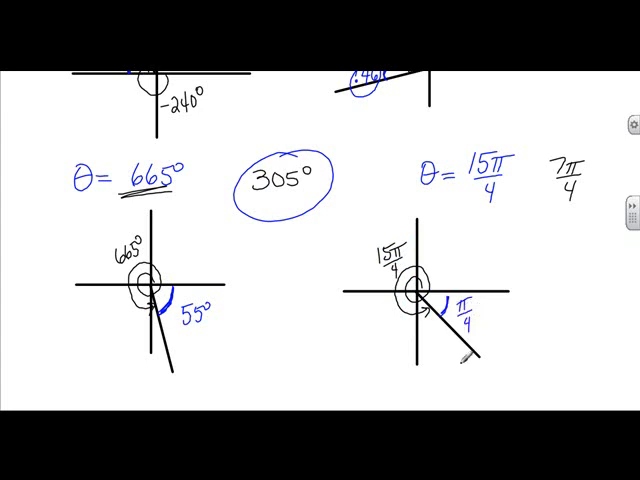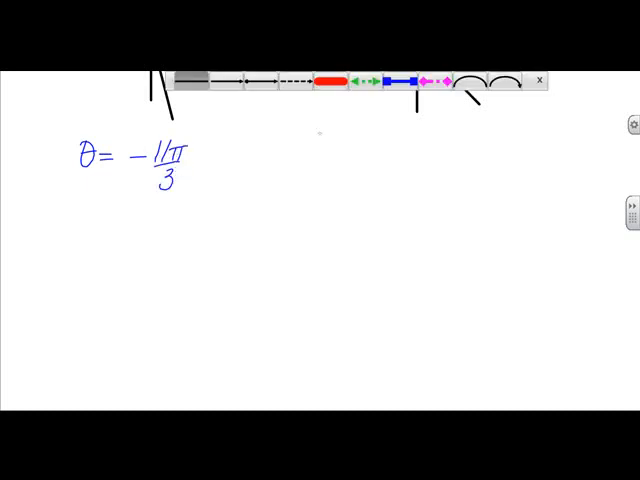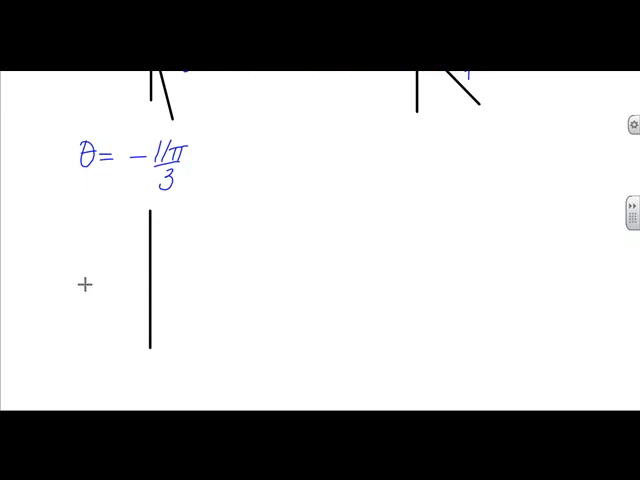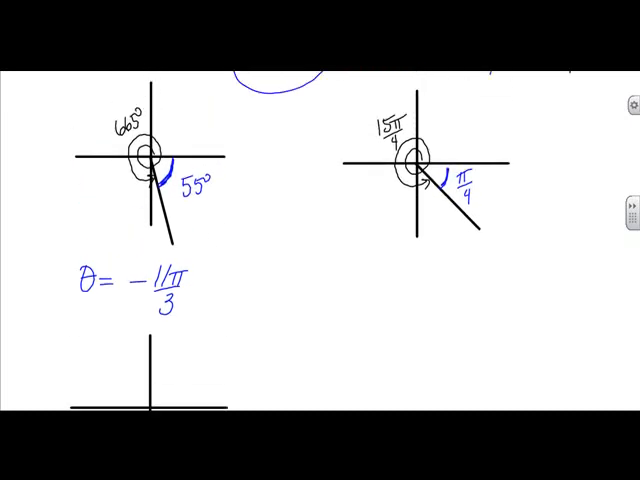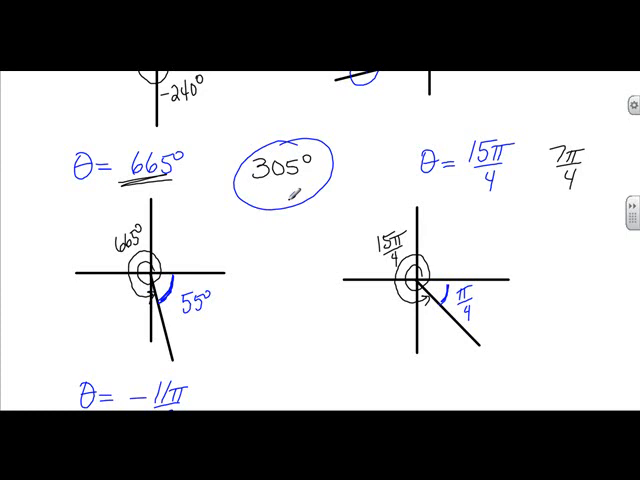One more. A negative angle this time. Negative 11 pi over 3. Now, this time to think about coterminal angles, you notice that each of our coterminal angles was a positive angle, 305, 7 pi over 4. So I'm going to add 2 pi to this.